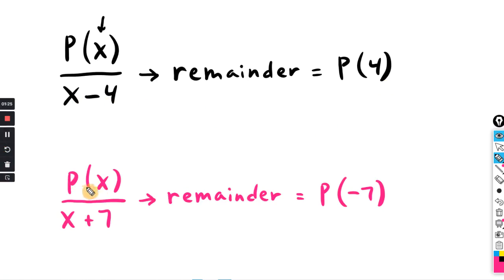So say you have a polynomial P of x and you're dividing by x plus 7. In order to get the remainder, you're going to plug in x equals negative 7. So for the polynomial function, you're plugging in negative 7 in place of x. Once again, whatever you're dividing by, you're changing the sign on the constant term and plugging it in for x. And that will give you the remainder.